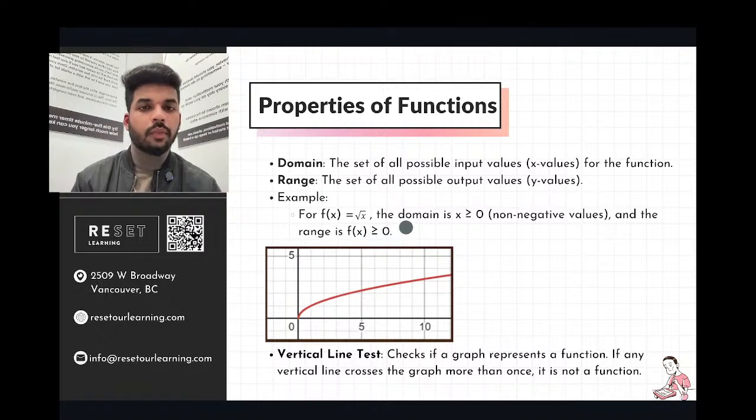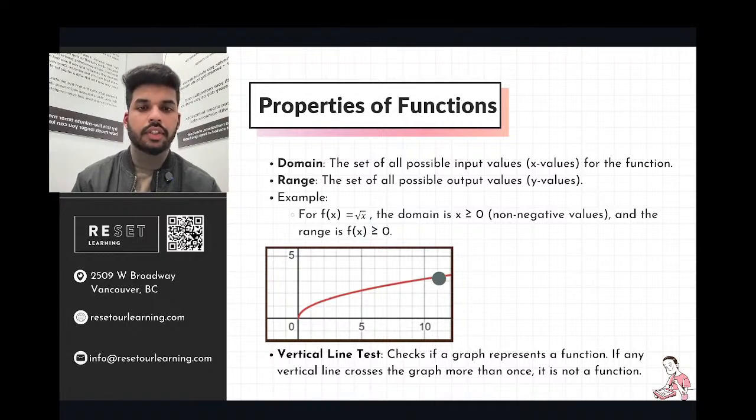So that's why, whenever we have a square root function, the domain is always x greater than or equal to 0. That means x cannot be negative. So that's how we tell what the domain is. And again, the range as well, since you're always going to get positive numbers.